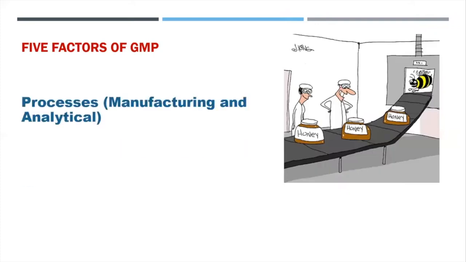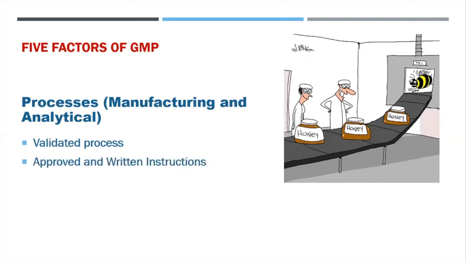Process, manufacturing and analytical, both. Again, they have to be validated process. So you may not come across a surprise during the process, an undesirable situation, an undesirable product when you are going through a certain process. So it has to be a validated process to ensure there is no surprise, there is no negative impact.